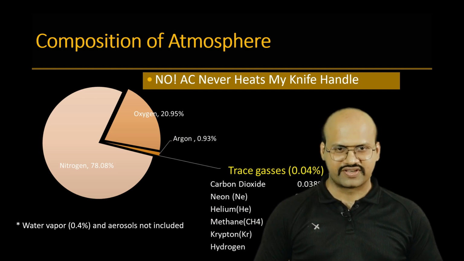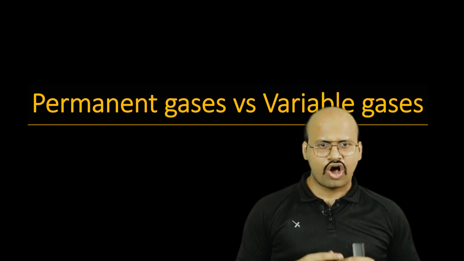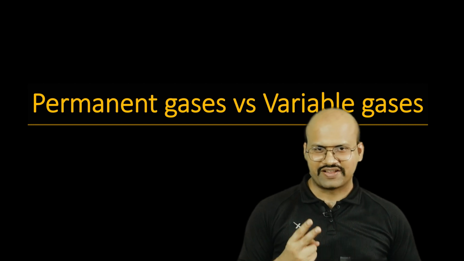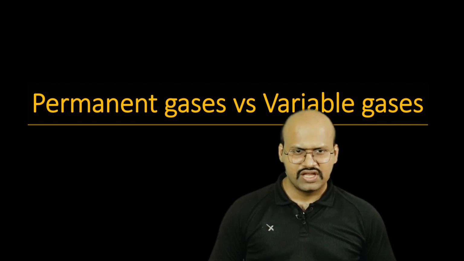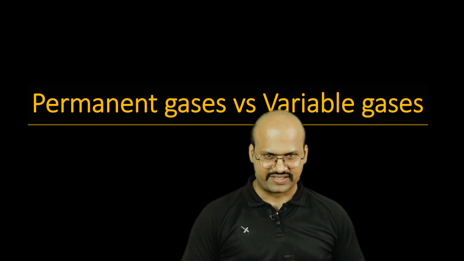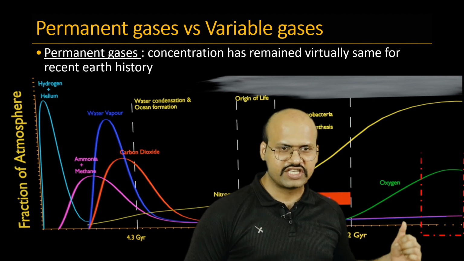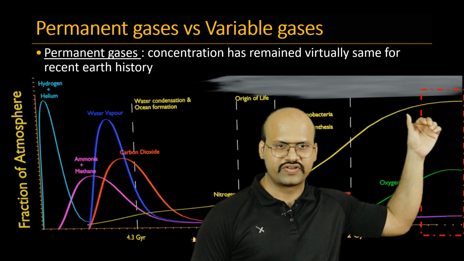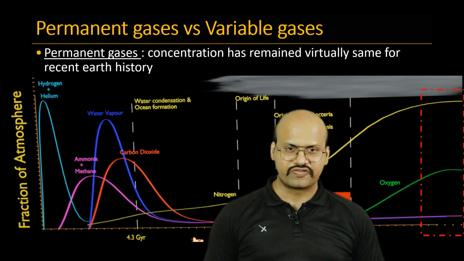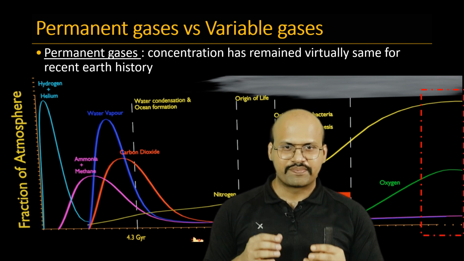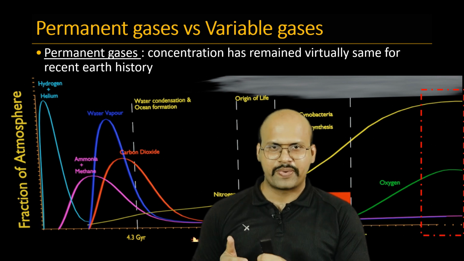So what is a permanent gas and what is a variable gas? All the gases in our atmosphere are mainly divided into two types, permanent and variable. Permanent gases are those gases which have remained constant for a very long period of time. If we see oxygen and nitrogen in our atmosphere, then for almost 1 billion years their concentration has been the same. Therefore their proportion in the atmosphere is constant for a very long time. That is why they are called permanent gases.